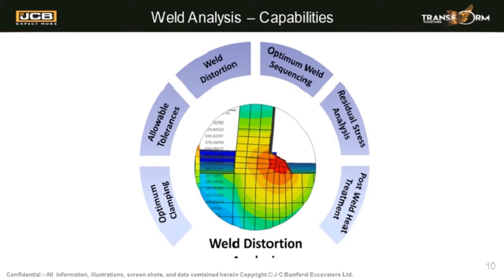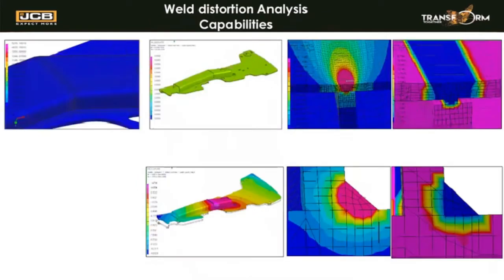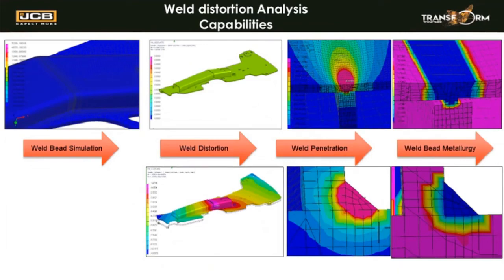Okay, so the weld analysis, if we do it in simulation, allows fabricators to understand some of the following. You can see them on this slide here. Optimum clamping, allowable tolerances, weld distortion, optimizing the weld sequencing, understanding locked-in residual stresses, and also predicting the effect of any post-weld heat treatment if it is being specified. And of the capabilities, the most valuable ones for us right now are being able to predict weld distortion and weld penetration. And I've tried to draw that out in the 4 case studies that follow.